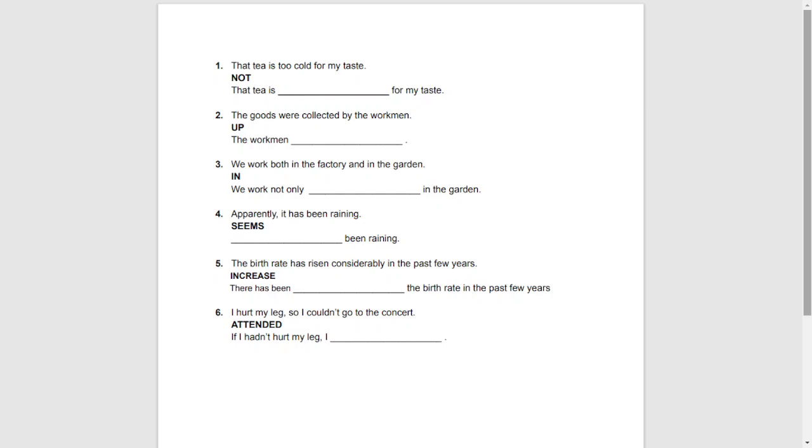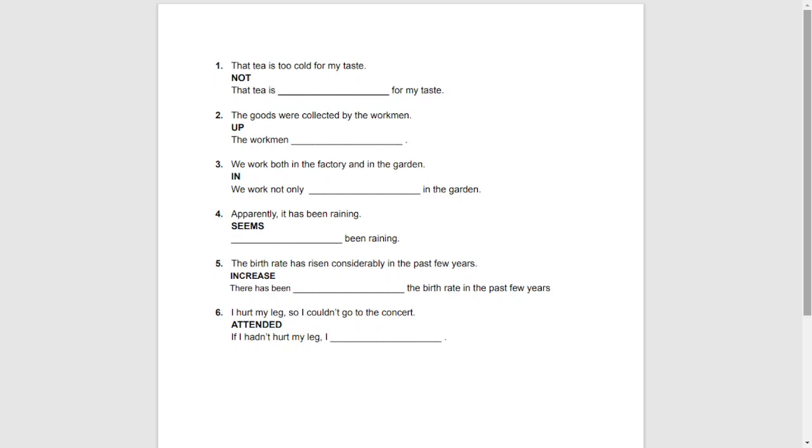That tea is too cold for my taste. Keyword: not. That tea is for my taste. We must put "not" in the second sentence. Okay, so how do we do this? Well, we have the structure too plus adjective. So normally this can be changed into not, the antonym of the adjective, and enough. So let's find an antonym of cold. Well, you guessed it, hot. So, that tea is not hot enough for my taste. And we would get 2 points.